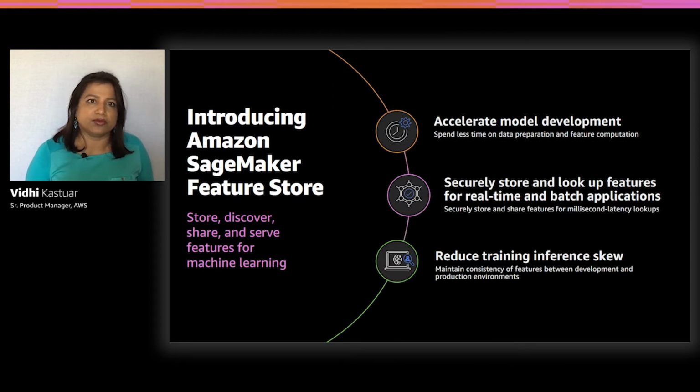And it also helps you reduce the training inference skew. So the feature store maintains the consistency of these features between the dev and prod environments, and therefore that reduces any of the training inference skew that we just talked about. That means you're also spending less time troubleshooting models.